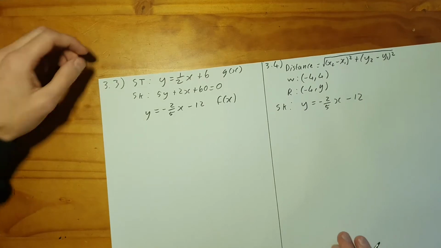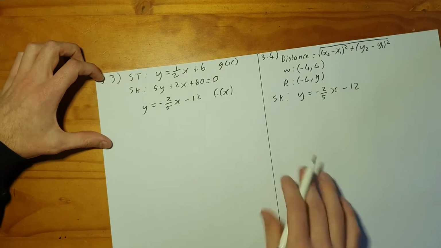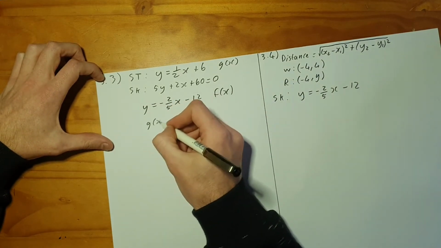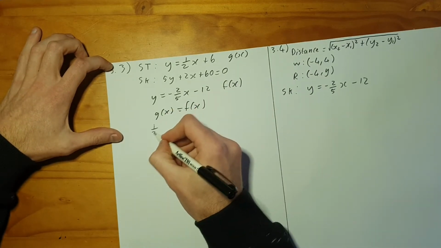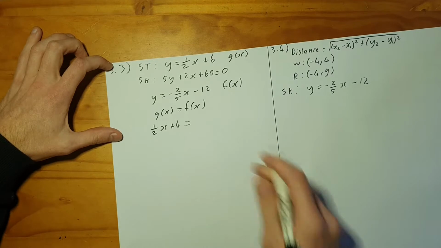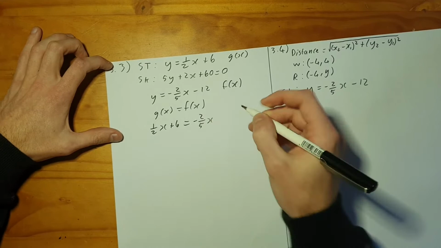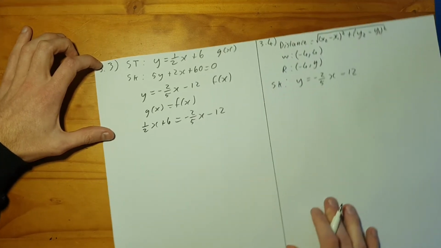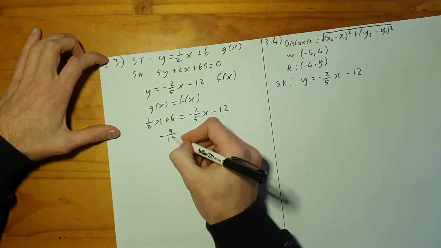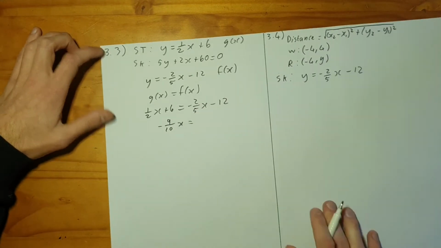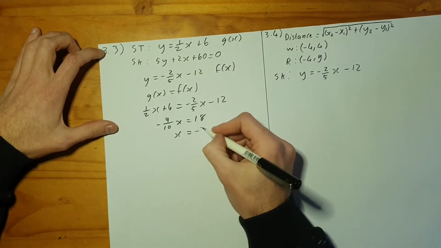So we're going to find the x value first for S, and that's going to be by equating g and f to each other. So I'm going to say g of x equals f of x. So we'll have a half x plus 6 is going to equal -2 over 5x minus 12. If you sort out the algebra, you're going to get -9 over 10x is going to equal 18. So x is equal to -20.